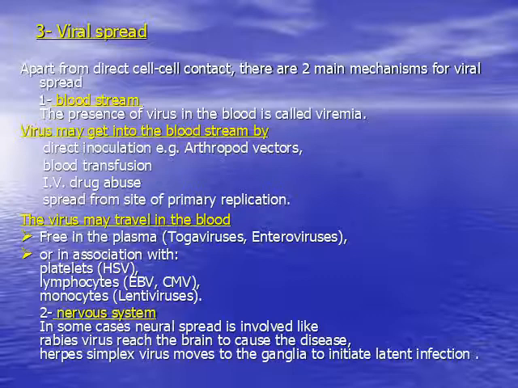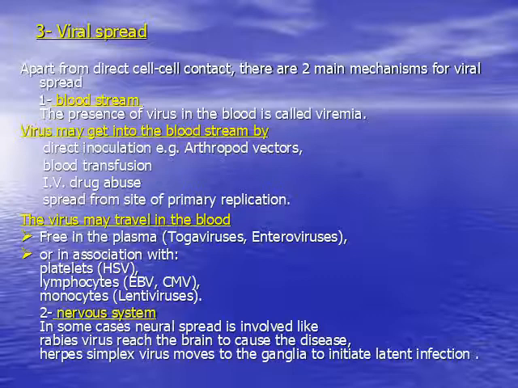Viruses can be directly transmitted or spread from cell-to-cell contact. Apart from direct cell-to-cell contact, we have two main mechanisms for viral spread: the bloodstream and the nervous system. In the bloodstream, the presence of the virus in the blood is called viremia.